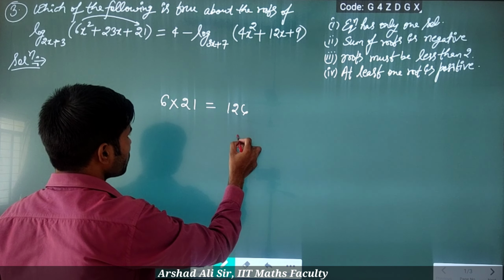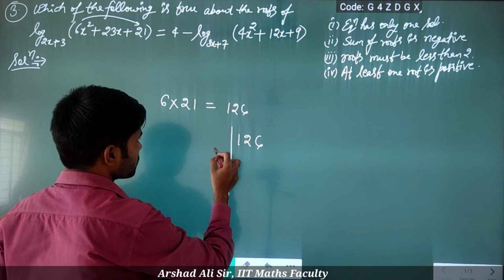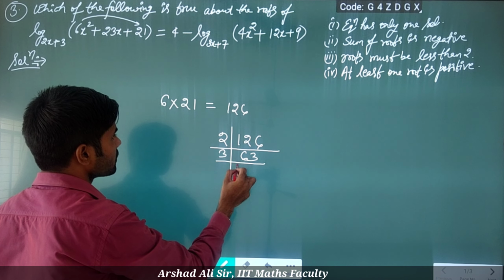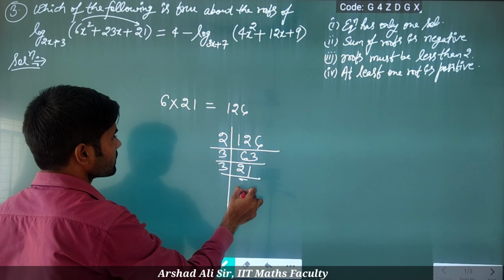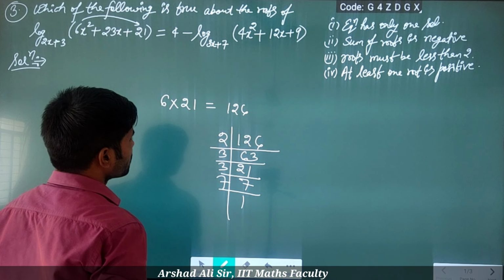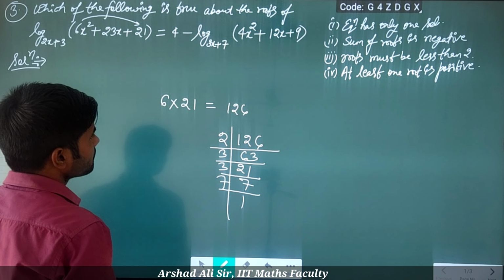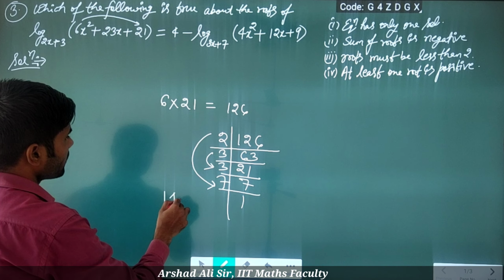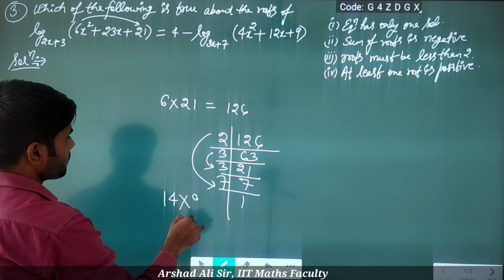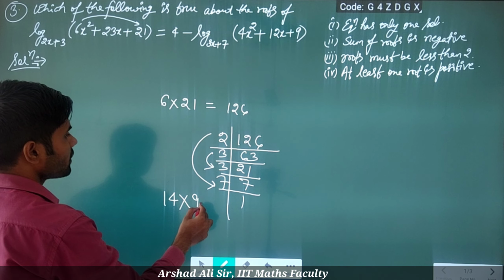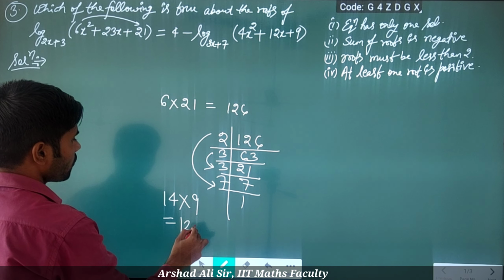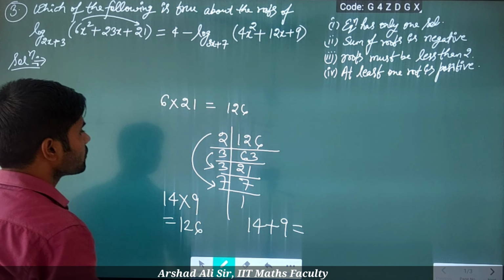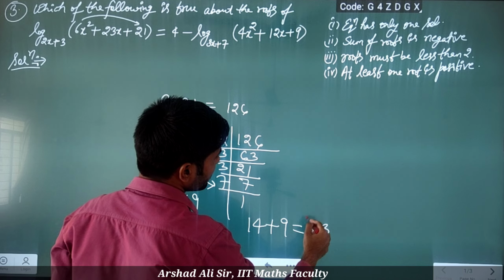So 126, divide by 2, it will be 63. Now divide by 3, 21, divide by 7, 3. So it will be 3 3 is 9, 7 2 is 14. So 14 multiply 9 is 126. Correct or not? And if we add the two numbers, 14 plus 9, it will be 23. So it means we are getting the factors.